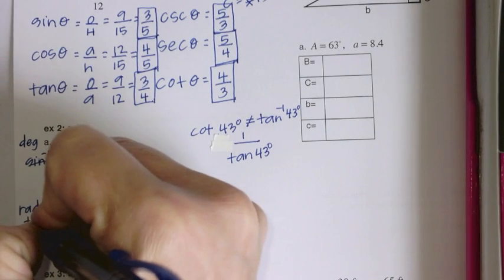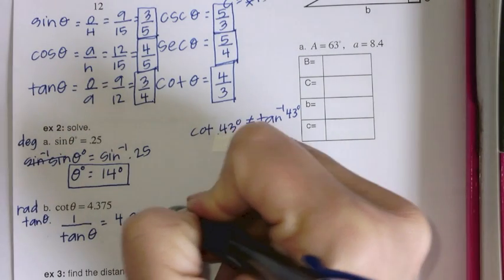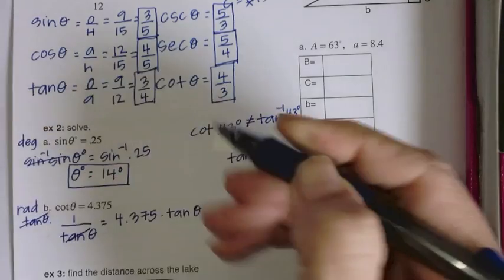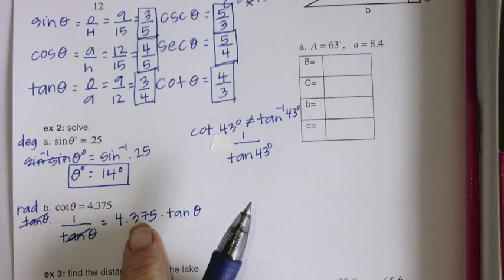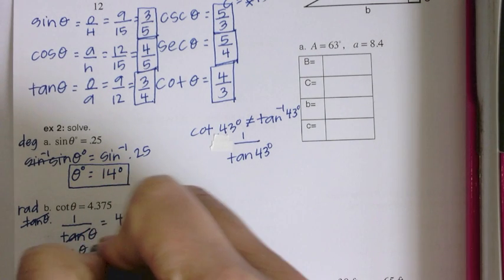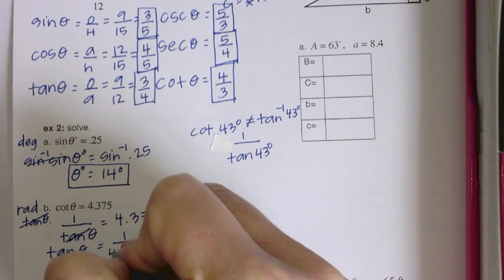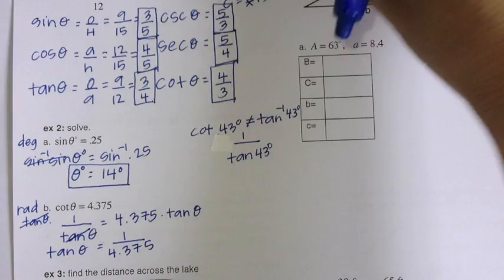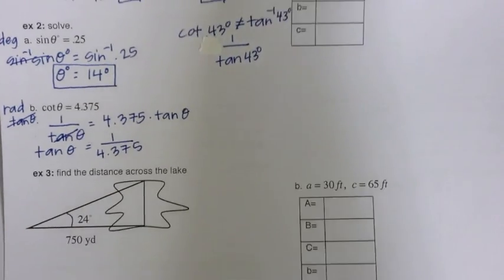So I want the tangent theta in the numerator, so I'm going to just multiply both sides by tangent theta. And then I'm going to have to divide this out to get it on the other side. So tangent theta is going to equal 1 over 4.375. So there we are right there.